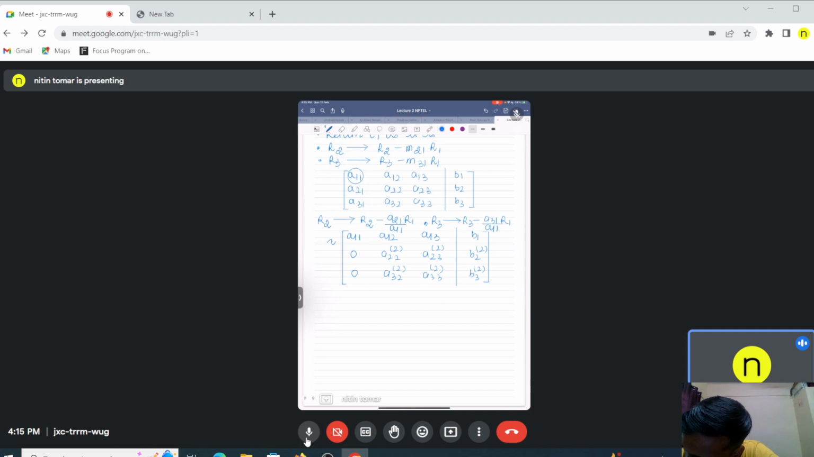So in equation form, what does it mean? That a11 x1... Should I write this equation? No need, sir. Going to the next iteration, okay, let me just write it for this one. For next time I will not write, okay?